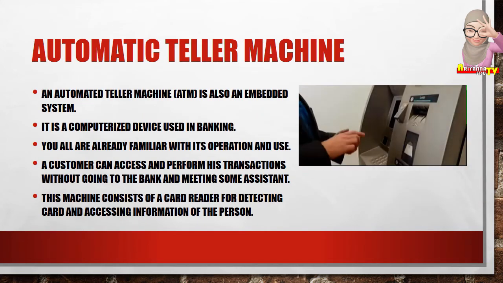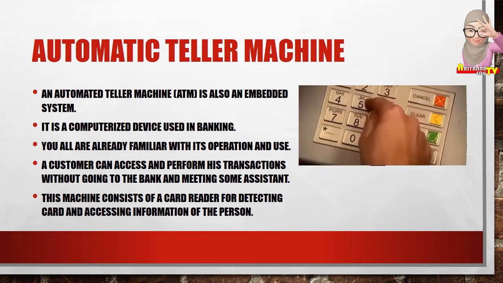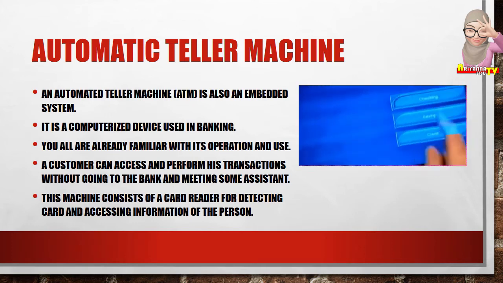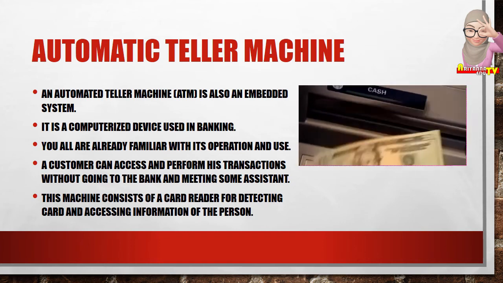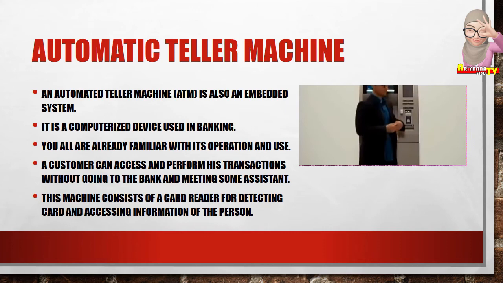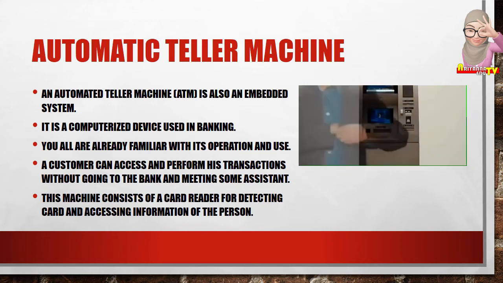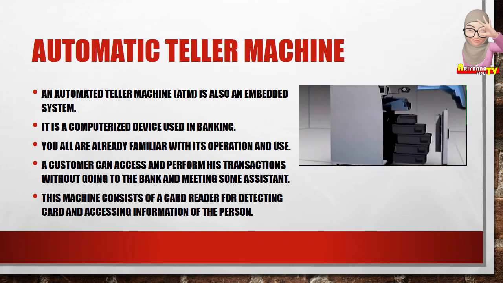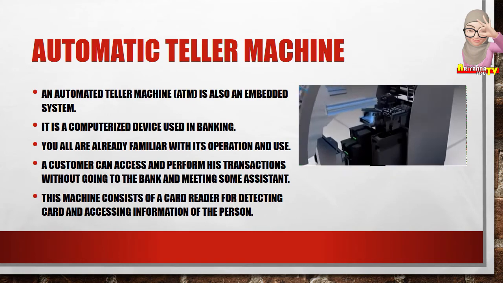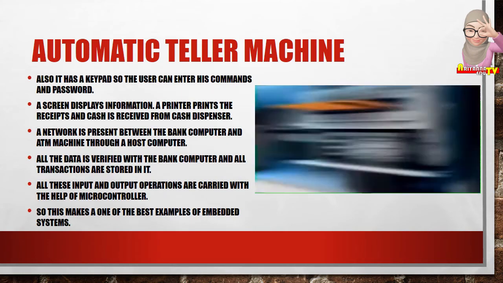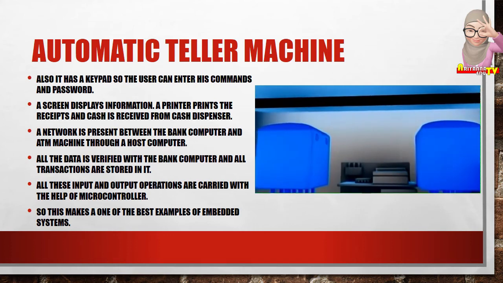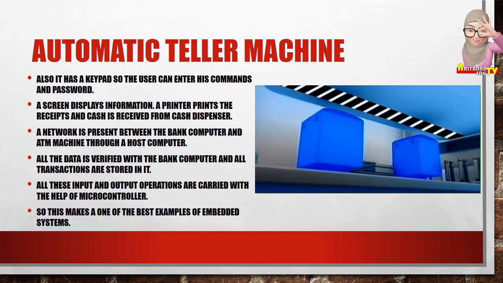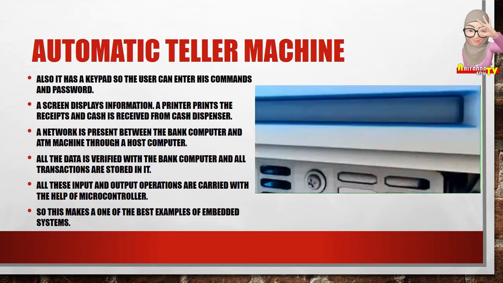An automated teller machine, ATM, is also an embedded system. It is a computerized device used in banking. You all are already familiar with its operation and use. A customer can access and perform his transactions without going to the bank and meeting some assistant. This machine consists of a card reader for detecting the card and accessing information of the person. Also, it has a keypad so the user can enter his commands and password. A screen displays information. A printer prints the receipts and cash is received from the cash dispenser.